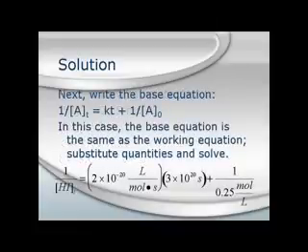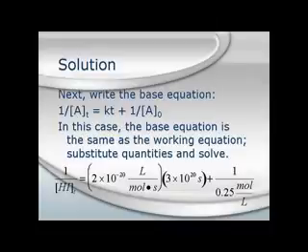Now, whenever I have a data table, I want to look next at a base equation that I'm going to use. Because this is a second order reaction, I'm going to use the integrated rate equation for second order reactions, which is the inverse of the concentration at time t is equal to the rate constant times the time plus the inverse of the initial concentration. In this case, the base equation and the working equation are the same, so we're going to substitute quantities and solve.